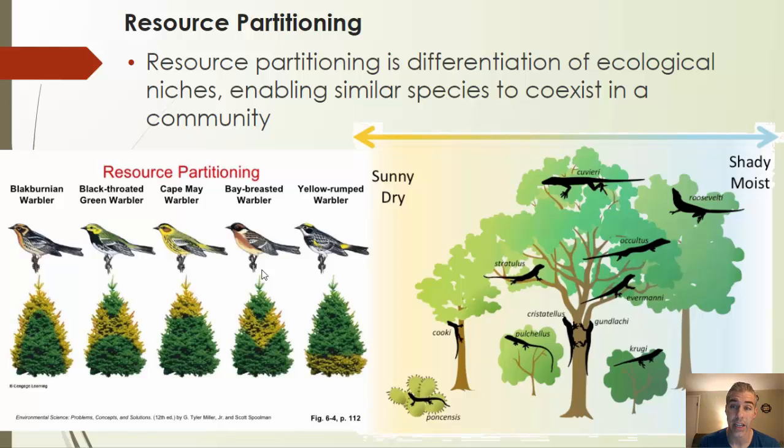Okay, so resource partitioning is this idea that if they do have similar niches, they can partition those resources and use them in slightly different ways in order to coexist within a community. You can see that with these warblers. They live in different parts of the tree, depending on the different species of warbler, to limit their competition and their niche overlap. Same thing, you can see these different species of anoles, which are a type of lizard, living in different parts of the tree, in order to limit that niche overlap. So that's the idea behind resource partitioning.